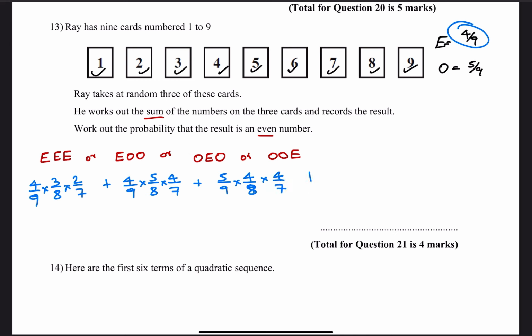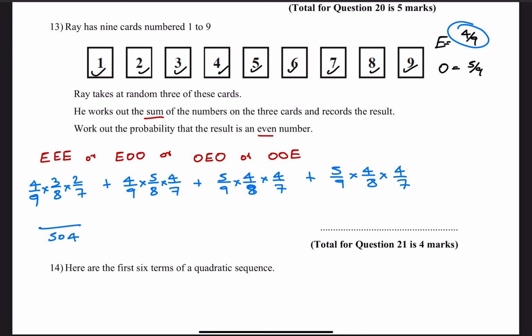7 plus. We start with the odd, which is 5 out of 9 times another odd, so no more 5, it becomes 4, because 1 is gone, times 8. The even, how many even are there? It's 4 still. 4 over 7. Right, so I'm just going to do the denominator. 9 times 8 times 7. If you do that, it's 504.